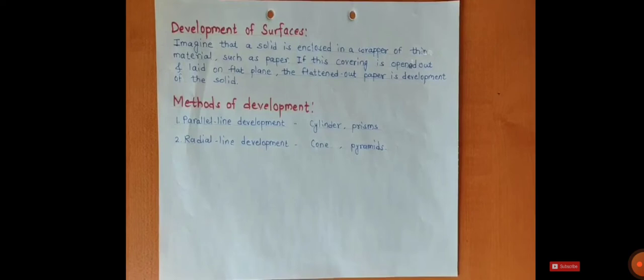Basically, here we will be dealing with two different methods. The first one is the parallel line method and the second is the radial line method. These two methods are very important, and we will get a problem in any one of them in the university examination. The parallel line method deals with cylinder and prism. The radial line method deals with cone and pyramid. So if a cylinder or prism comes, you go with the parallel line method. If a cone or pyramid comes, you go with the radial line method.